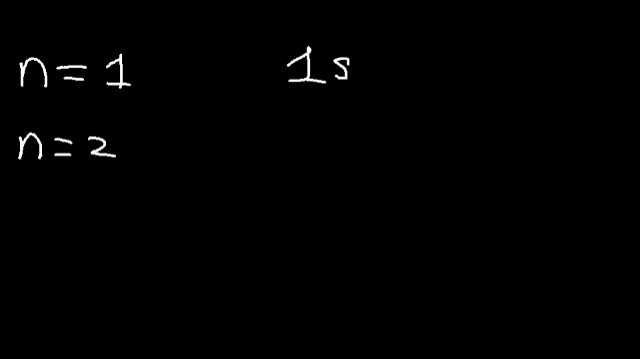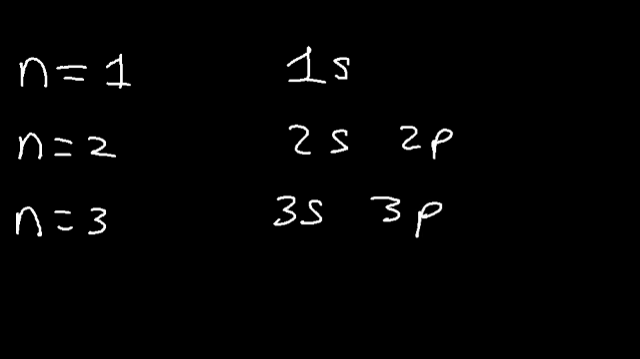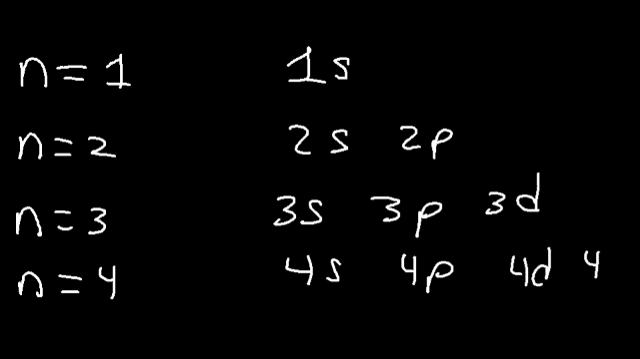So first, let's talk about the relationship between N and L. In the first energy level, all we have is one sublevel, which is 1s. In the second energy level, we have two sublevels, 2s and 2p. In the third energy level, we have three sublevels, 3s, 3p, and 3d. And in the fourth energy level, there are four sublevels, 4s, 4p, 4d, and 4f.